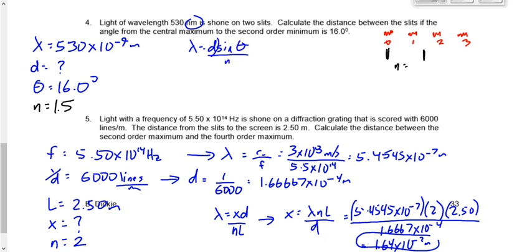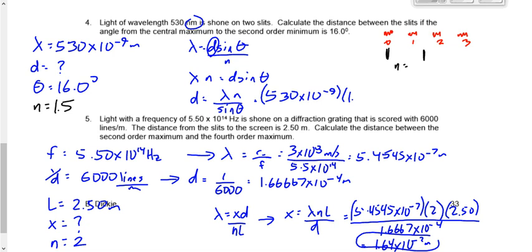Looking for d here. So let's take the n up by multiplying, and then let's take the sine theta down by dividing. Lambda times n over sine theta. Make sure you're in degree mode on your calculators. 530 times 10 to the minus 9 times n, which is 1.5, divided by sine 16.0 degrees. You get a value here of 2.88 times 10 to the negative 6 meters.